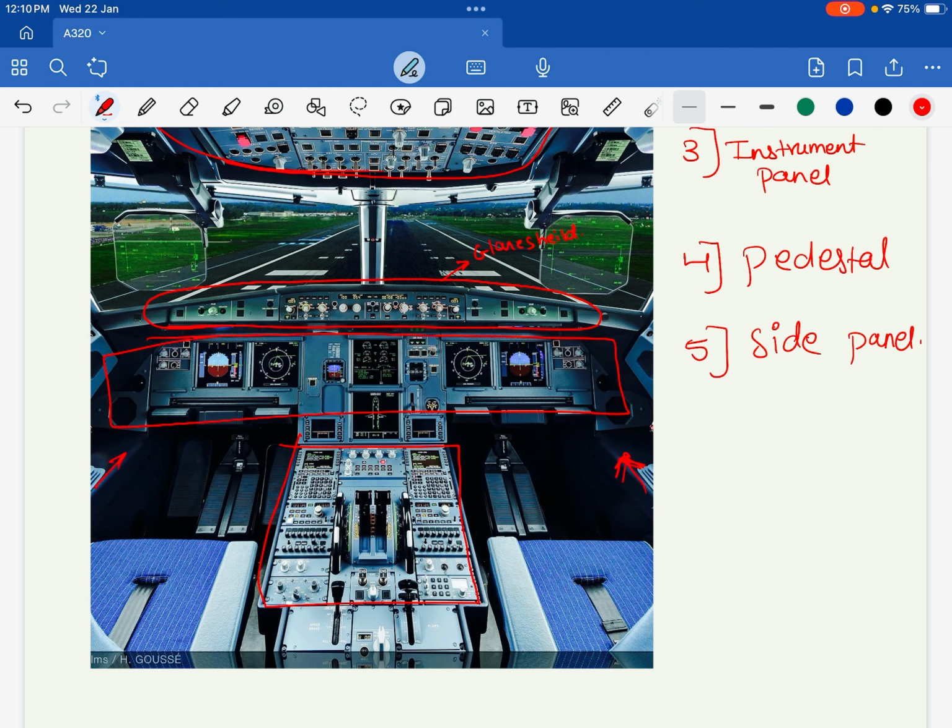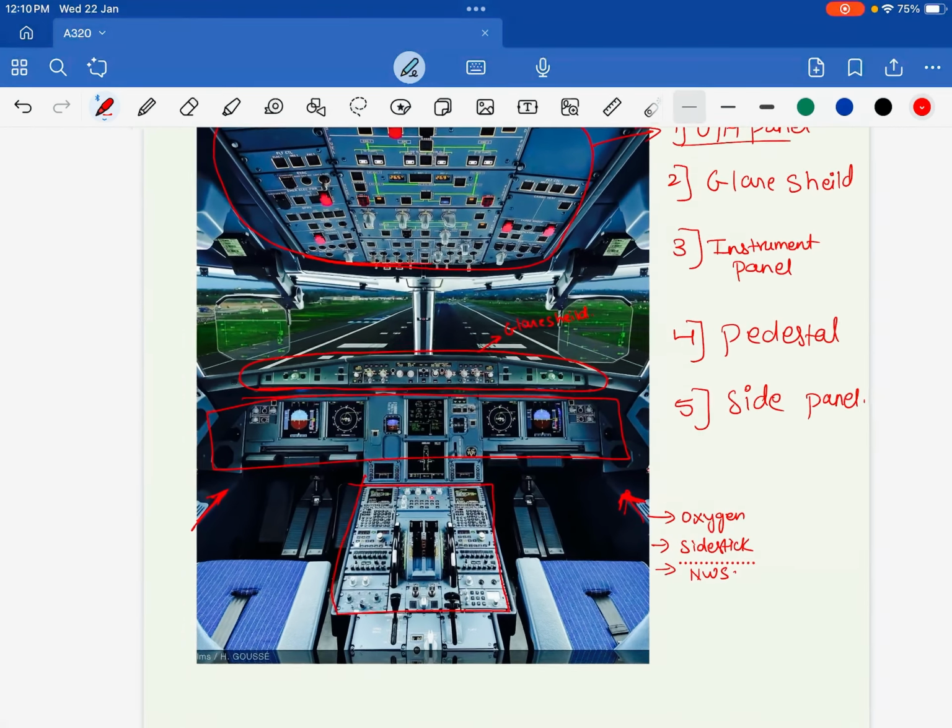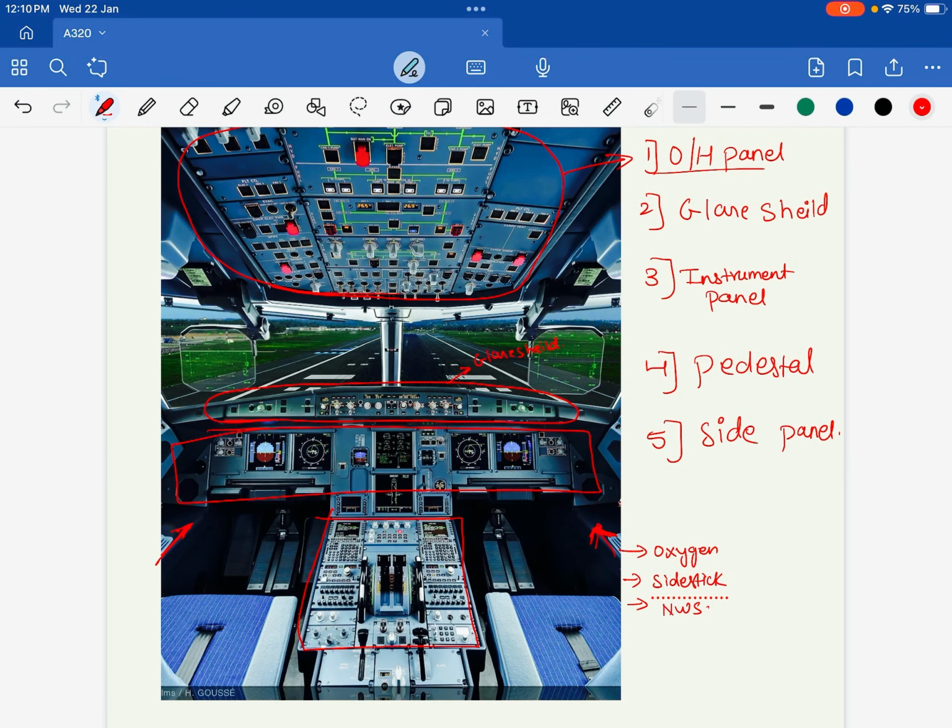In the side panel we have oxygen, side stick and nose wheel steering. So what all comes in the side panel? Oxygen, side stick, and nose wheel steering. Okay, so we will discuss all of the parts one by one in the next chapter.